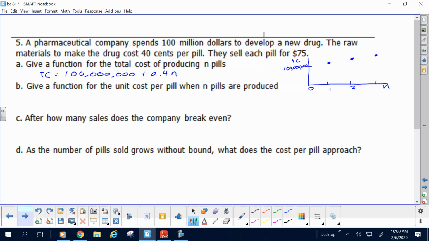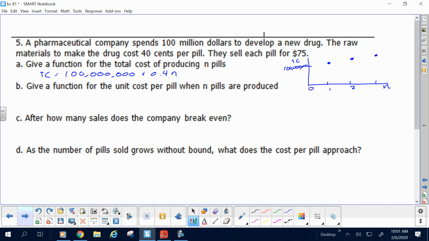What's the cost of 1 pill? How soon you forget. What's the cost of 1 pill? $100 million and 40 cents. So what's the cost per pill if you make 1 pill? $100 million and 40 cents. If you make 2 pills, what's the total cost? $100 million and 80 cents. What's the cost per pill? You just said the 2 pills cost $100 million and 80 cents. Now divide that by 2 pills. What's the cost per pill? $50 million and 40 cents per pill, right?